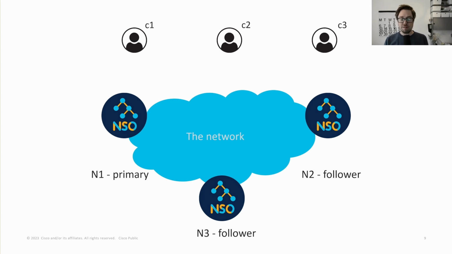So here we have client 1, C1, sending an edit config request to N1, which is our primary NSO. NSO then does some work, like running service create code or similar, and the output is a diff of the changes from the transaction. So we want to distribute this diff to the follower nodes. So we sort of make this copy and prepare to send across the network.